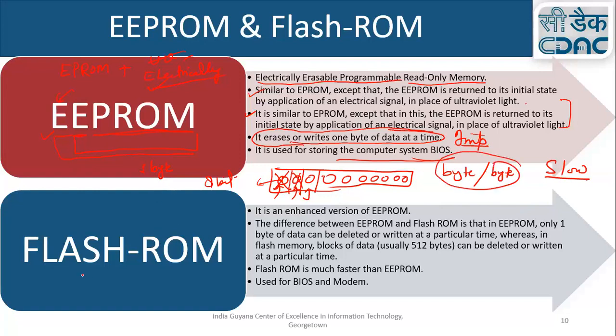The solution comes in the Flash-ROM. What is Flash-ROM? It is just the enhanced version of the EEPROM. In EEPROM, only 1 byte of data can be deleted or written at a particular time, whereas in Flash memory, a block of data, generally 512 bytes, can be deleted or written at a particular point of time. And this Flash-ROM is used by BIOS or modem.